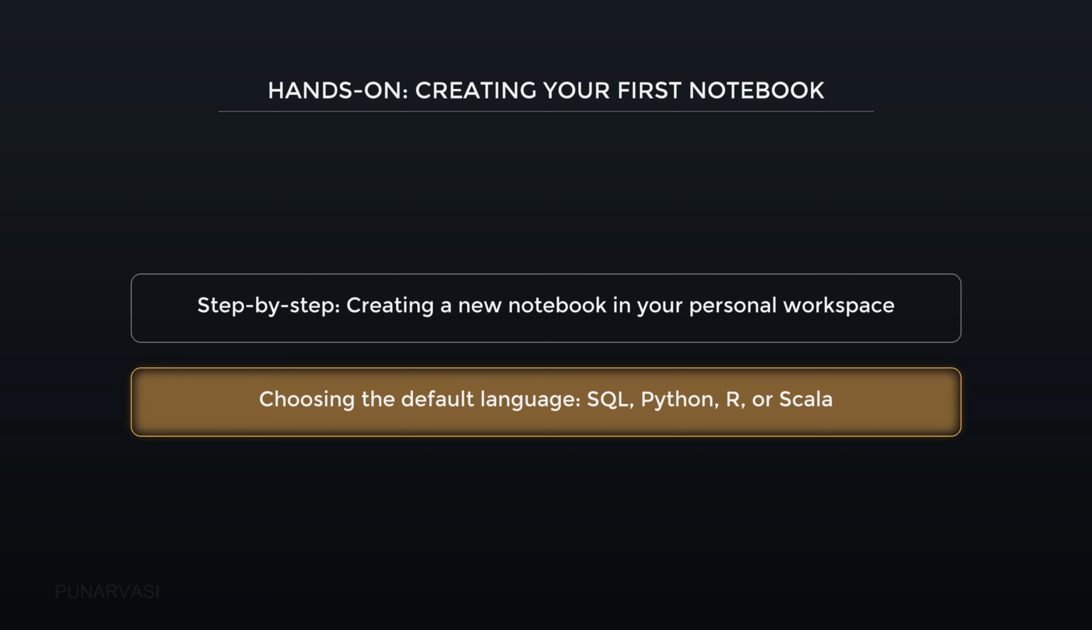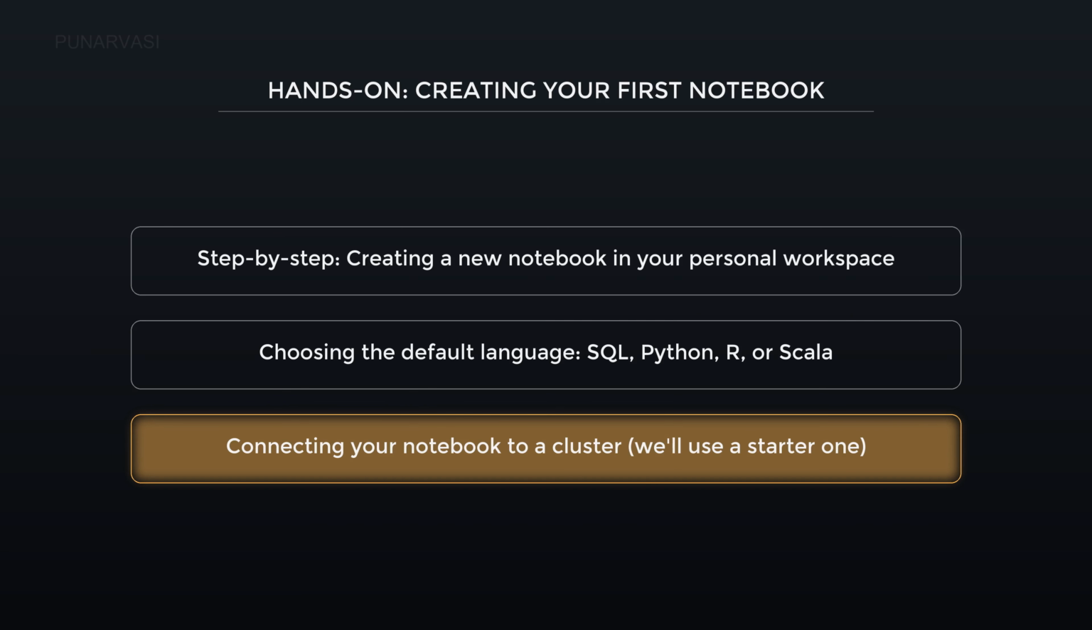Think of choosing your language like picking the right tool for a job. A carpenter wouldn't use a hammer to tighten a bolt. Python is your versatile power drill, great for most tasks. Scala, that's for heavy-duty data engineering. Start with Python, it lets you build almost anything. This decision sets the tone for your entire project's foundation. Now, this is crucial.